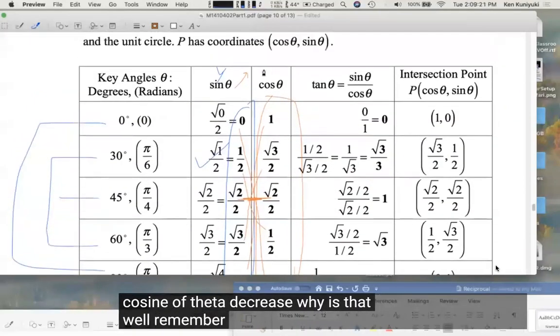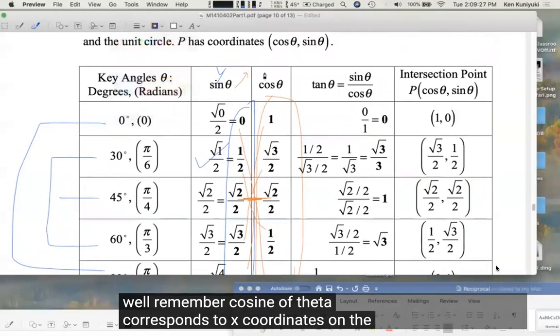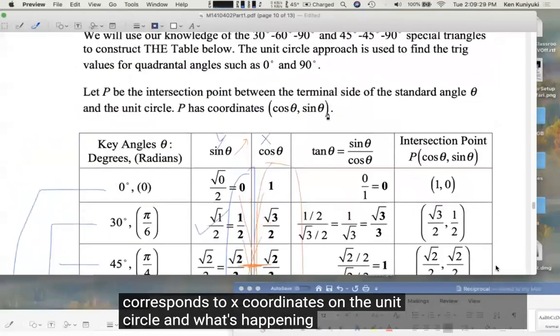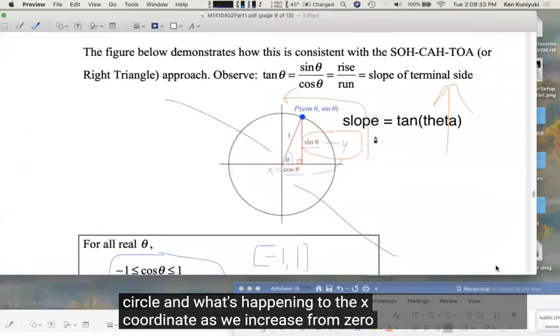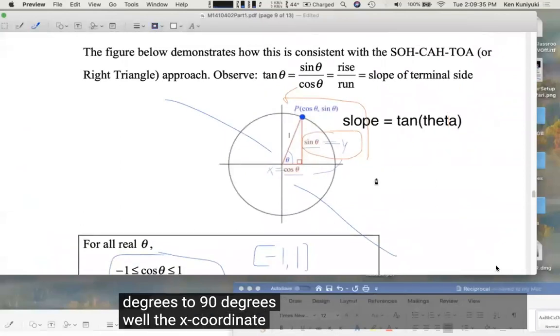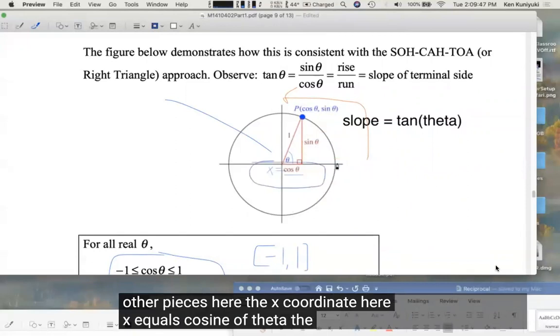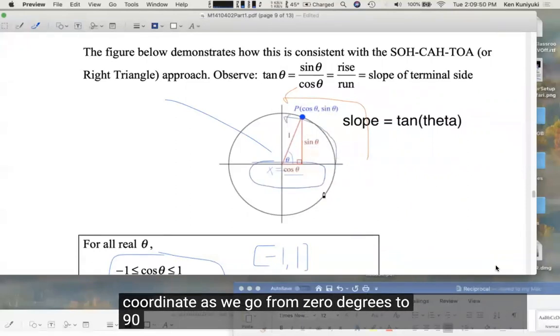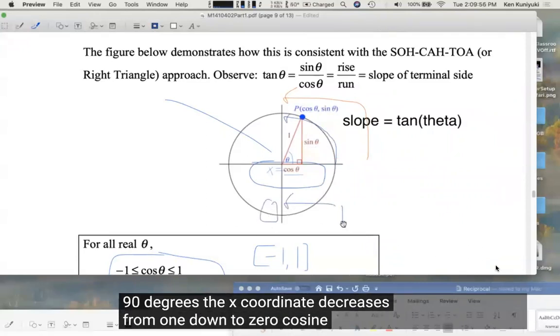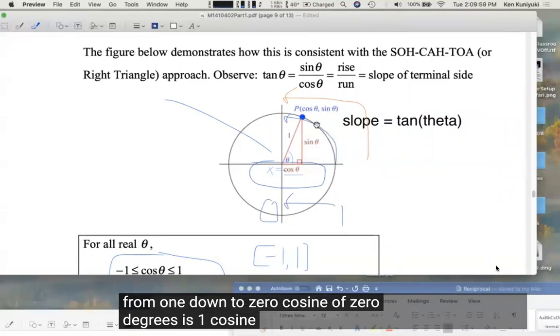Now observe, the values for cosine of theta decrease. Why is that? Well, remember, cosine of theta corresponds to x-coordinates on the unit circle. And what's happening to the x-coordinate as we increase from 0 degrees to 90 degrees? The x-coordinate here, x equals cosine of theta. As we go from 0 degrees to 90 degrees, the x-coordinate decreases from 1 down to 0. Cosine of 0 degrees is 1. Cosine decreases. Cosine of 90 degrees is 0.